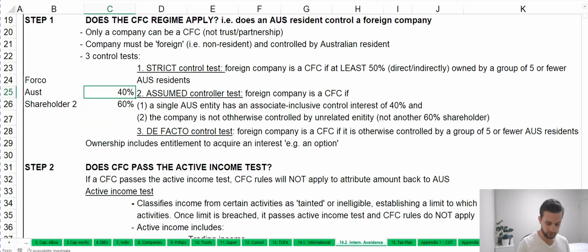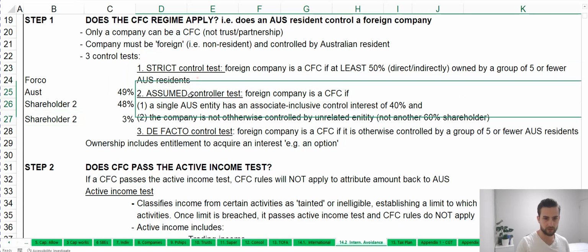What about this? What if I own 49% and they own 51%? Well, there would not be control because this other guy owns more than me. But if he owned 48% and there was another shareholder who owned 3%, then yes, I would have control of this company even though I own less than 50%. So that's what this is saying.